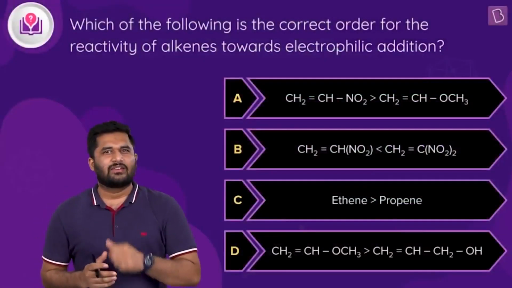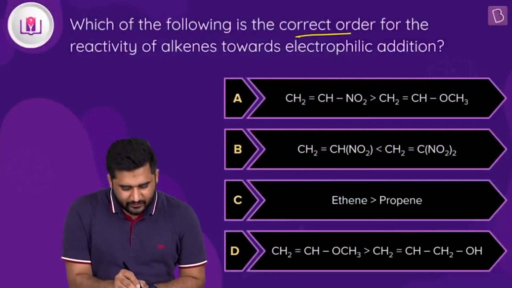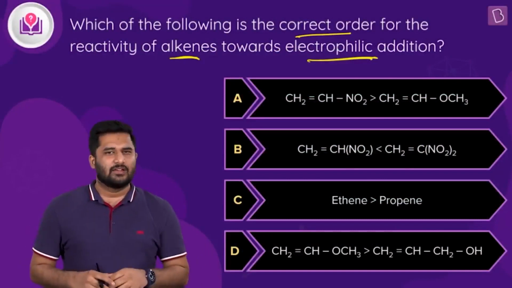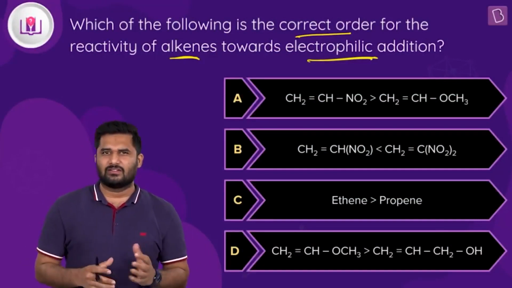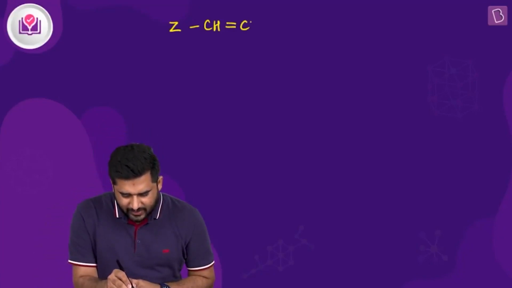Hi, let's have a look at this question. The question is, which of these is the correct order for reactivity of alkenes towards electrophilic addition? So here we are talking about electrophilic addition. Very basic question. Let us see how to answer. First thing you have to understand is, let us say we have an alkene with an R group attached to it, or in fact, in place of R, let's call it a Z group.